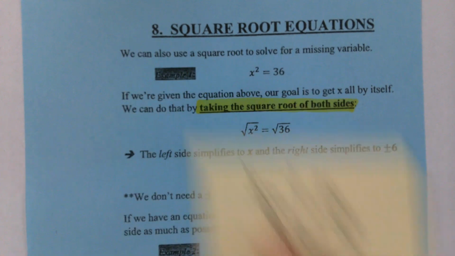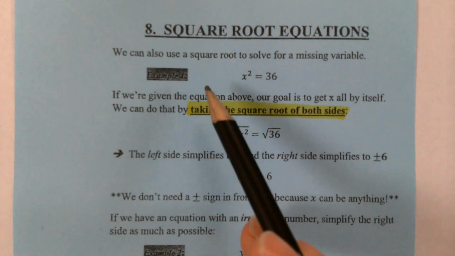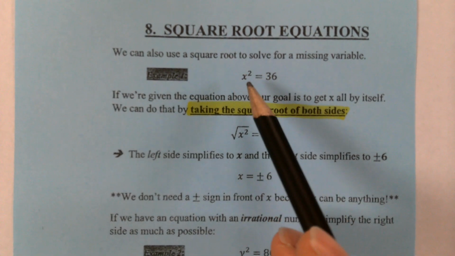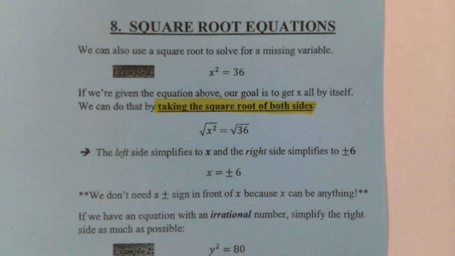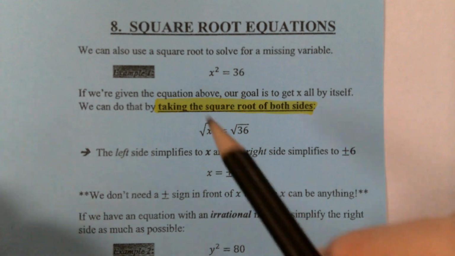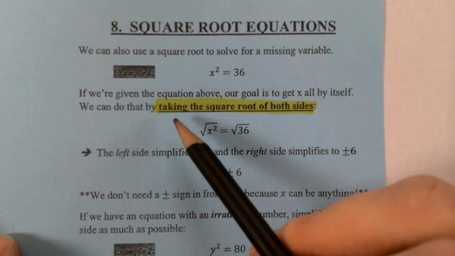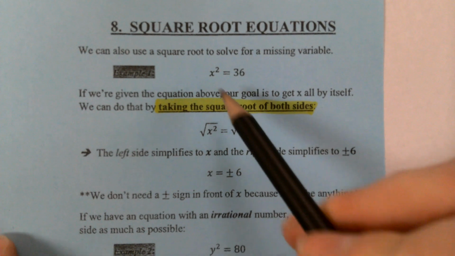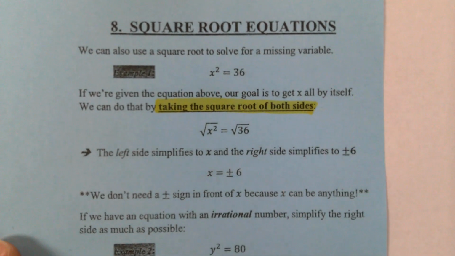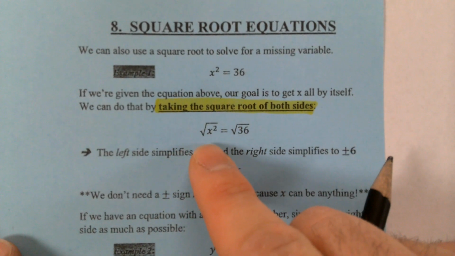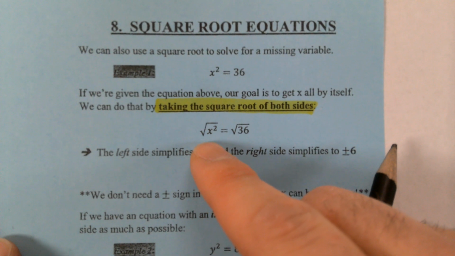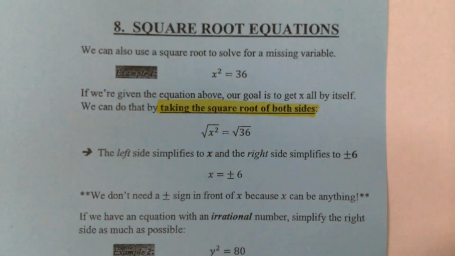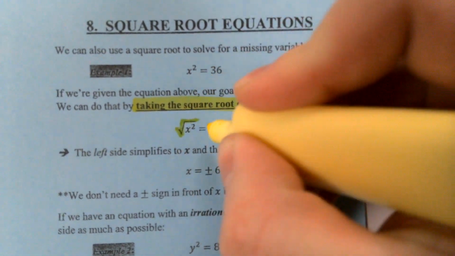So we're still going to do the same type of thing. We need to do the inverse of whatever we're doing here. What we're doing right now is we're squaring x, right? We're raising x to the power of 2. And remember, we talked about at the beginning of this unit, the inverse of squaring something is taking the square root of something. So if we want to get x squared by itself, we have to take the square root. Okay, we have to take the square root of both sides.